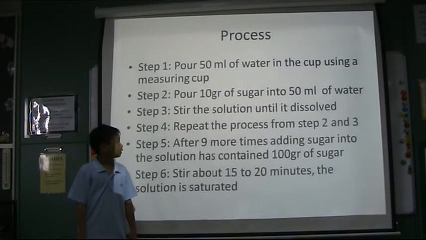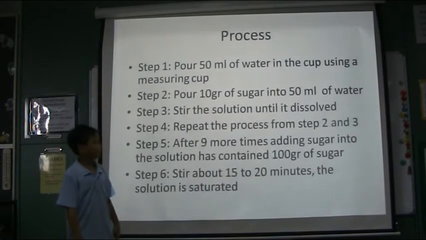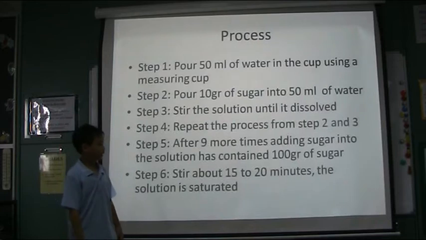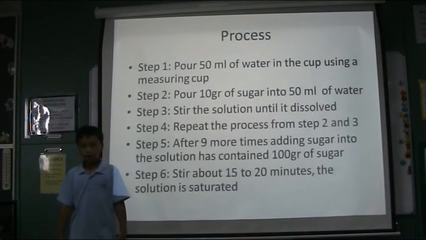Step 3 is to stir the solution until it dissolves. Step 4, repeat the process from step 2 and step 3 by pouring another 10 grams of sugar into 50 milliliters of water and stir the solution until it dissolves. Step 5. After 9 more times adding sugar, the solution has contained 100 grams of sugar.